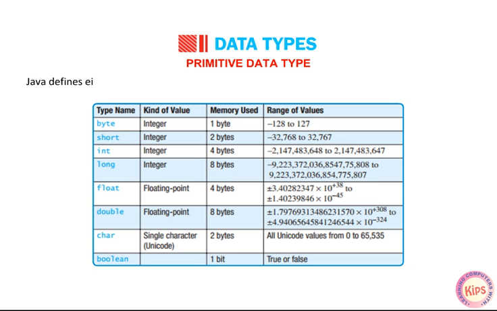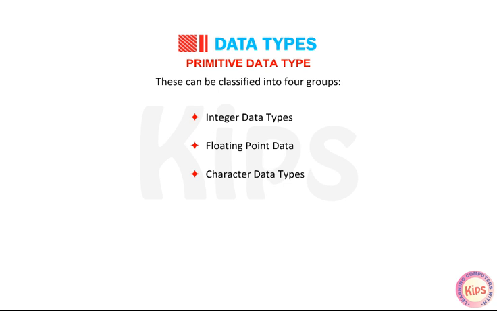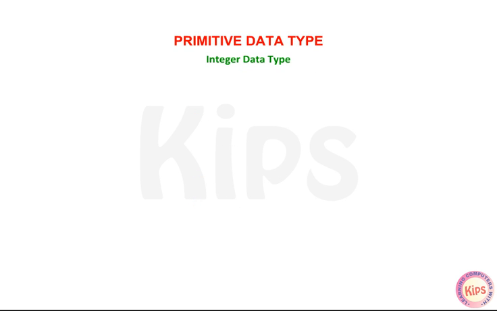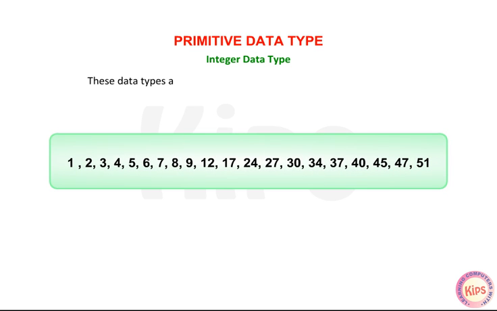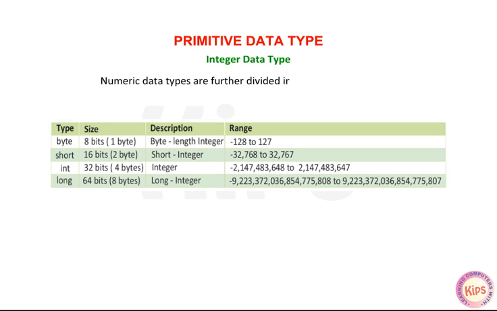Java defines 8 primitive types of data: byte, short, integer, long, character, float, double, and boolean. These can be classified into 4 groups: integer data types, floating point data, character data types, and Boolean data types. Integer data type. These data types are used to store whole numbers as numeric values. Numeric data types are further divided into 4 subcategories.